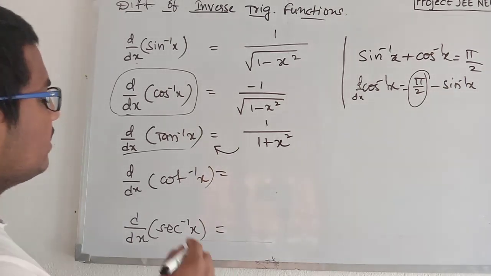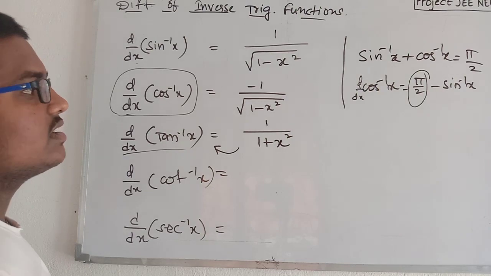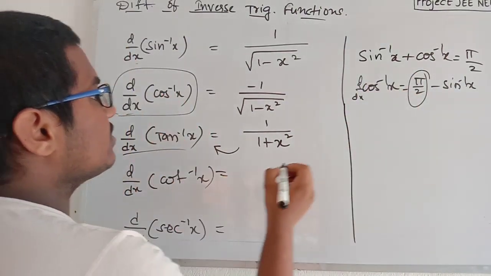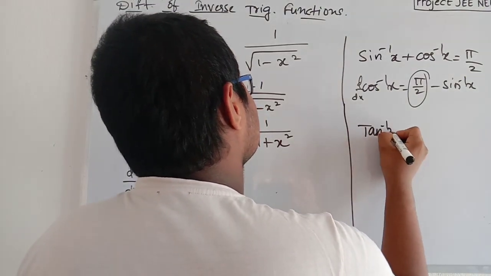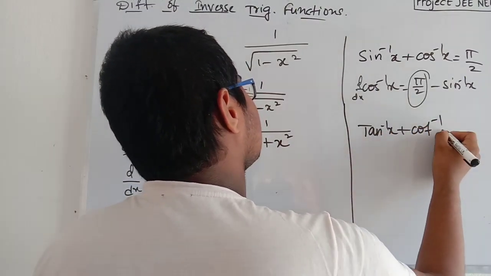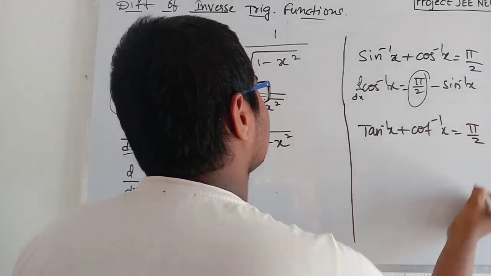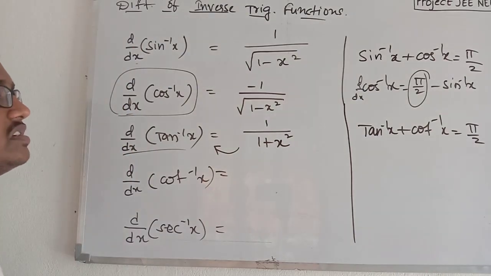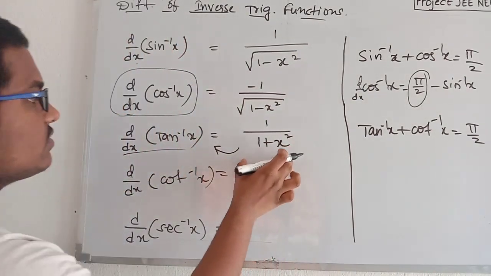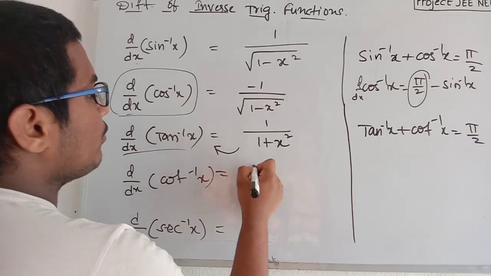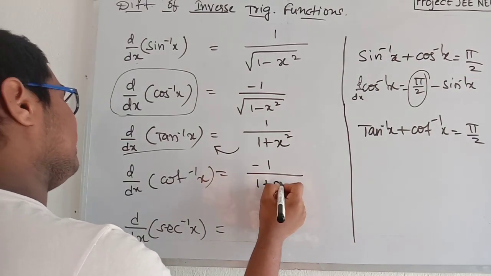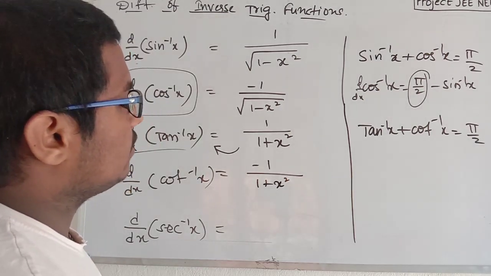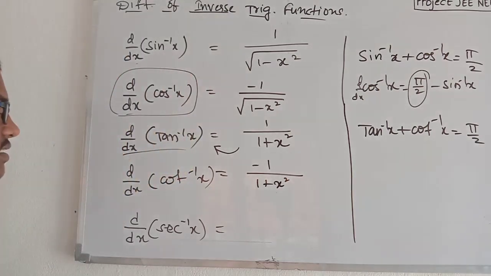So let's move ahead. d by dx of cot inverse x. Let's take the same chapter example: tan inverse x plus cot inverse x is equal to pi by 2. Then take tan inverse to that side and differentiate on both sides. What will you get? The negative value of the derivative of tan inverse x. So minus 1 by 1 plus x square is the value of the derivative of cot inverse x.